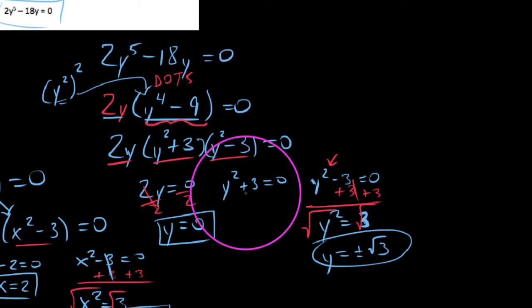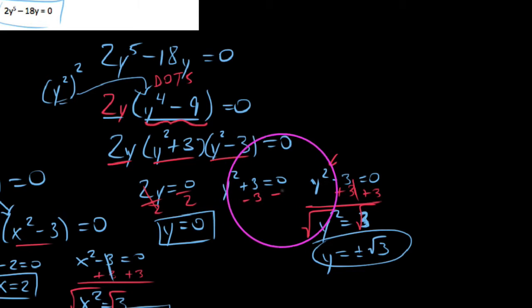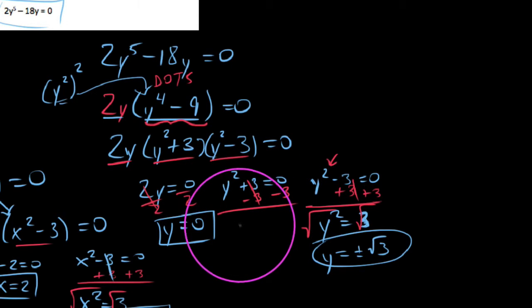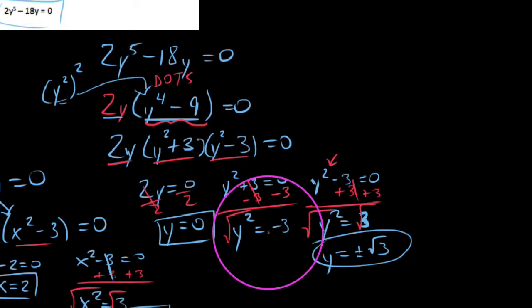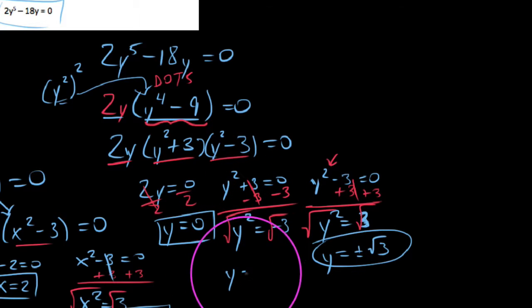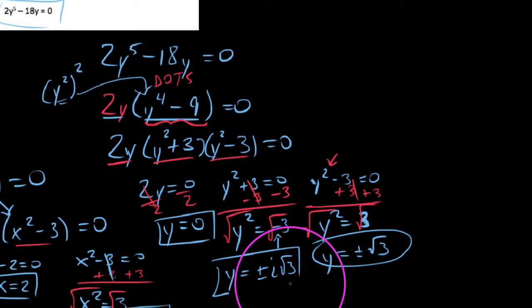And then last but not least, this one here is interesting. I don't know if anybody already recognizes, but when we subtract this 3 from both sides and take the square root of this 3, it's actually taking the square root of a negative. And so what this presents us with is 2 imaginary solutions. So to make this positive on the inside again, we'll put a plus or minus i out front and call this radical 3. So there are 5 solutions there: 0, plus or minus radical 3, and plus or minus i radical 3.